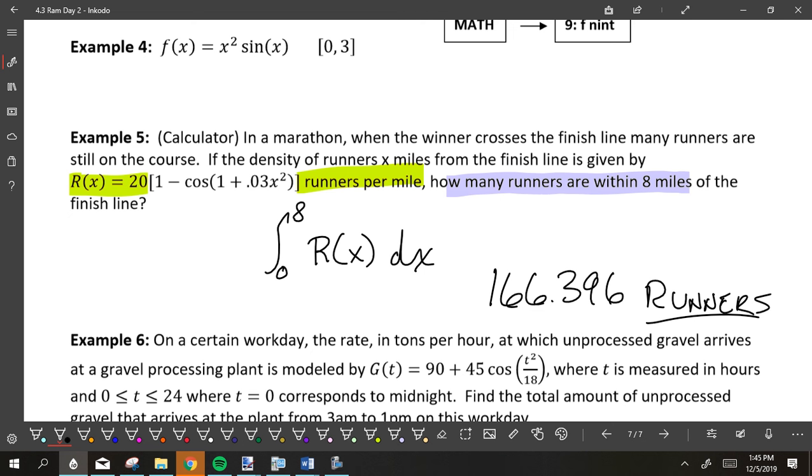Because maybe on this one person is like 8 miles, and so they're close to getting past the 8 mile, but the line kind of cuts them off. It's only 0.396 of them cross it. We don't care. It is not our job to interpret the question. It's our job to do the calculus.